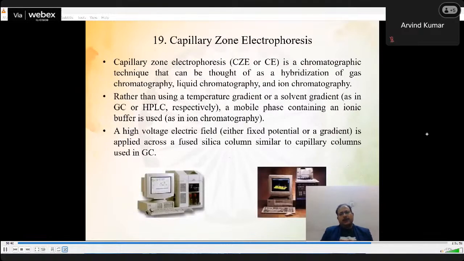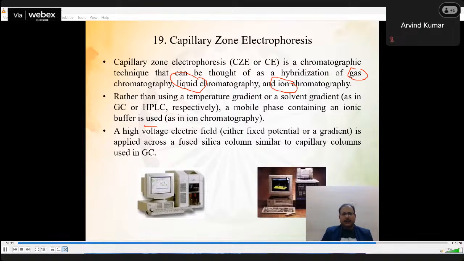Some more are capillary zone electrophoresis. Capillary zone electrophoresis, CZE or CE, is a chromatographic technique that can be thought of as a hybridization of gas chromatography, liquid chromatography, and ion chromatography. So, depending upon the chromatography, we have three: gas, liquid, and ion. So it basically is a hybrid type and can utilize all the techniques in the capillary zone, rather than using a temperature gradient or a solvent gradient as in gas chromatography or HPLC respectively. A mobile phase containing an ionic buffer is used as in ion chromatography. So it is quite related to ion chromatography.